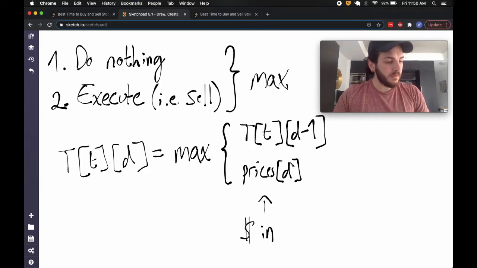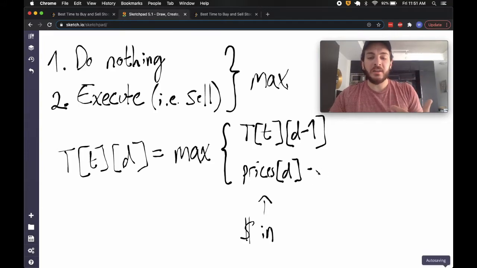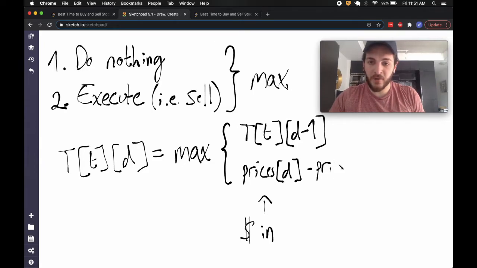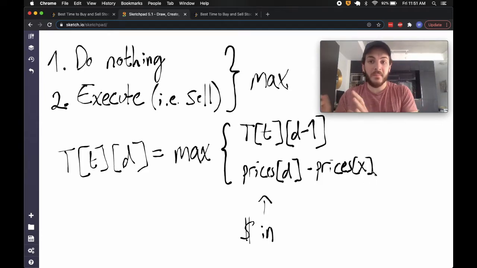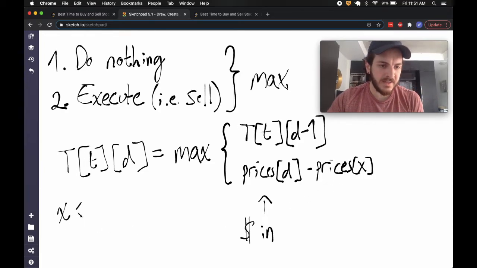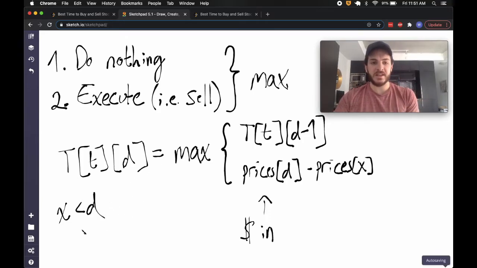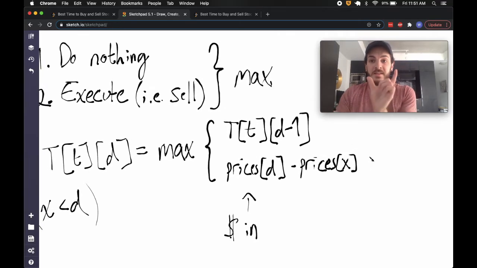What else do we take into account when we're making this actual decision? Just because I'm selling today, that means at some point I would have had to have purchased it. So the profit I made on this was price of D minus prices of, I'll just call it X. X is some day in the past, any day before D. So X is less than D, and of course it has to be greater than 0. So we bought it on some positive day. This is the actual amount that I made on this transaction, plus all the money that I would have had so far.